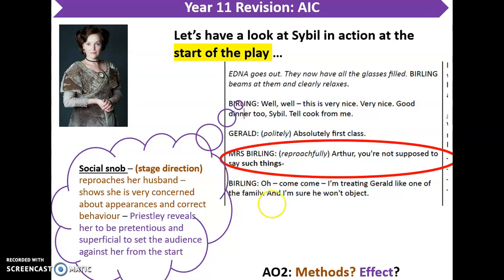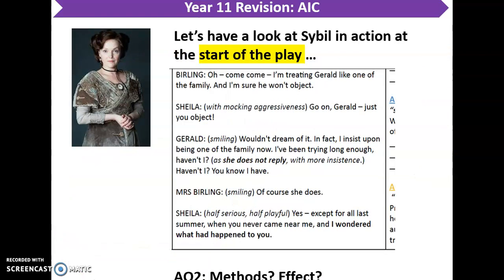So straight away, Priestley is showing Sybil to be pretentious and superficial. And as an audience, we really don't like her. We see her as a snob. We see her looking down her nose at people that she sees as lesser than her socially. And she does it to her husband. So the fact that Priestley shows her straight away to be a social snob is not going to endear her to the audience. It is not going to make us feel warmly towards Sybil. We dislike her from the start.